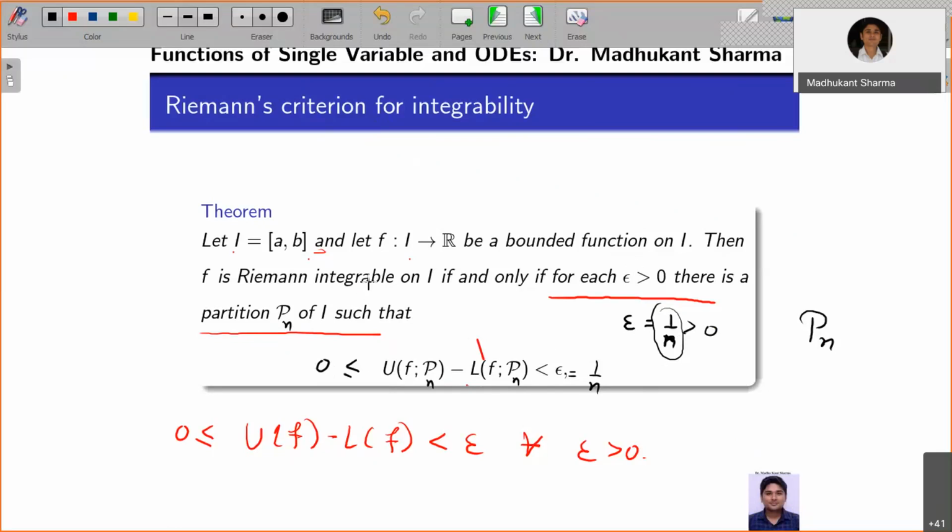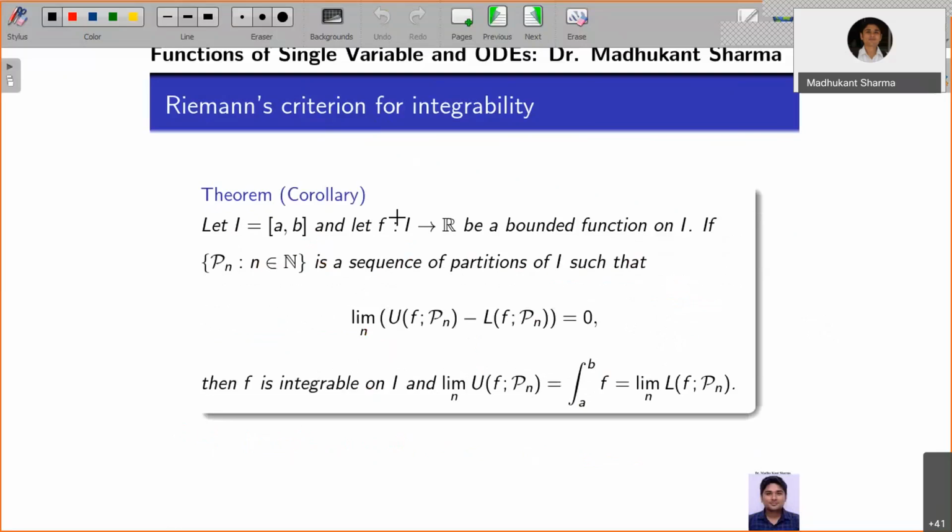Okay, right. So this is the sequential criterion, you can say. It says: let I be the closed interval [a, b] and let f be a bounded function on the closed interval I. If Pn is a sequence of partitions of I such that the limit of U(f, Pn) minus L(f, Pn) is equal to 0, then f is Riemann integrable on I, and the limit of U(f, Pn) is equal to the limit of L(f, Pn).